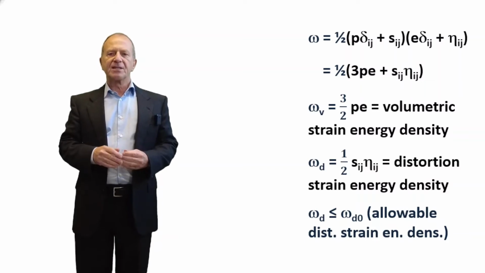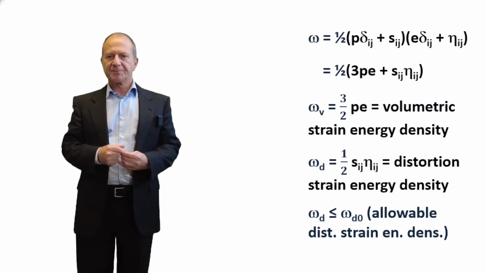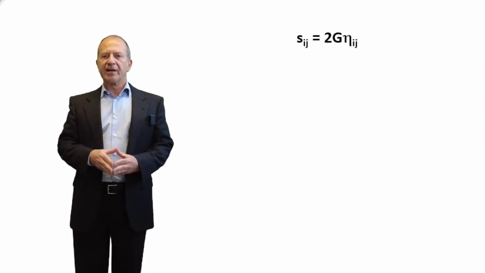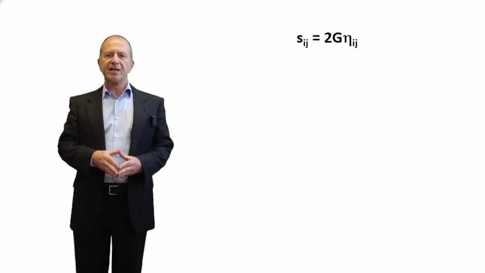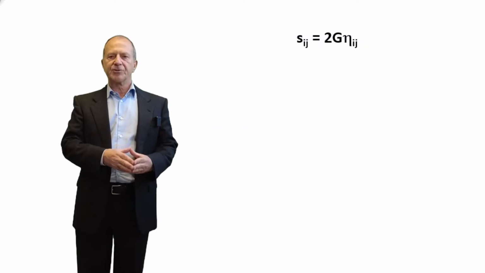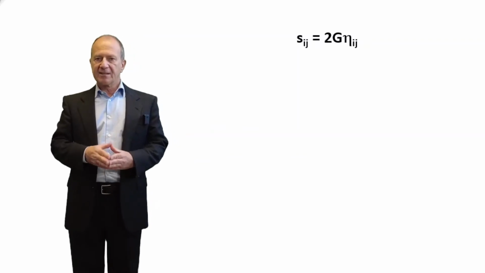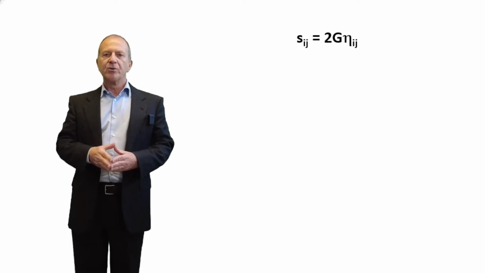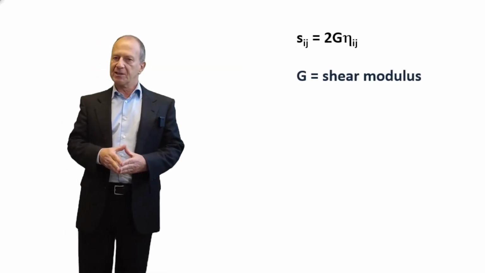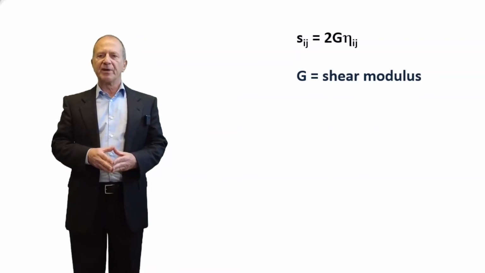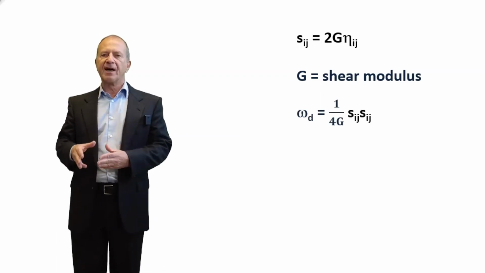Let's rewrite this condition in terms of stresses. First of all, recall that each deviatoric stress is related to the corresponding deviatoric strain by a formula that is formally equal to that used to relate shear stresses and shear strains. That is, Sij is equal to twice G times eta ij, where G is the shear modulus of the material. The distortion strain energy density omega d can thus be rewritten as Sij Sij divided by 4G.